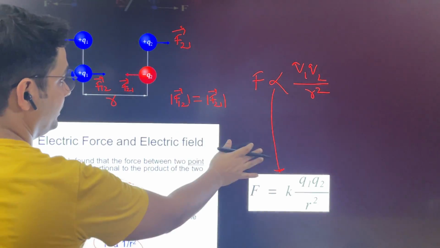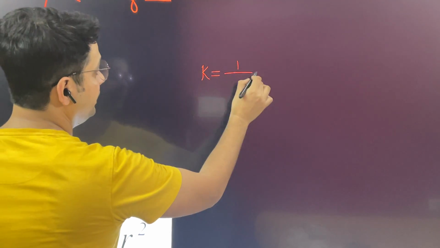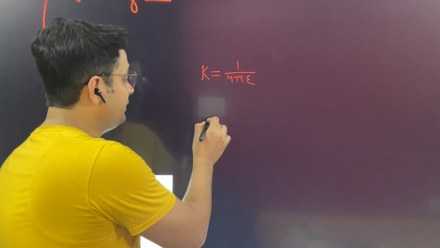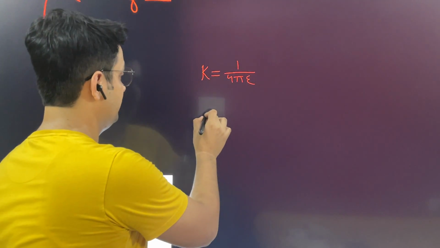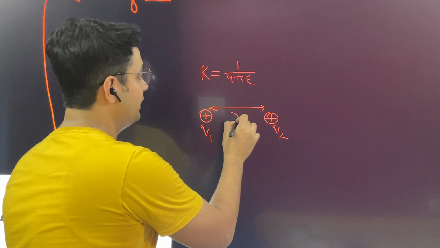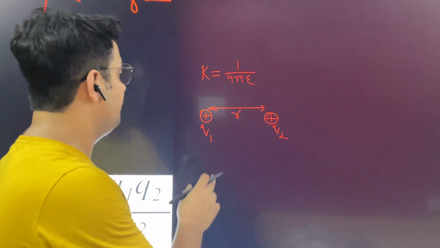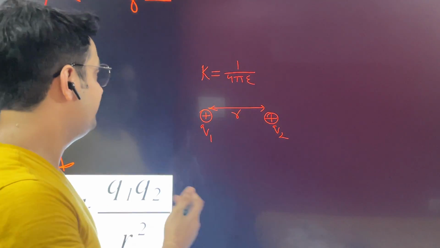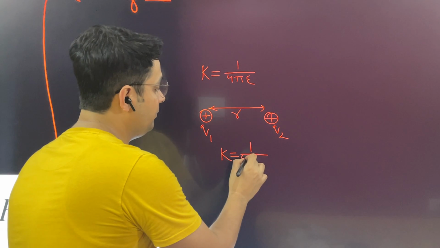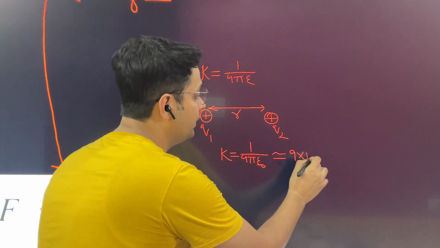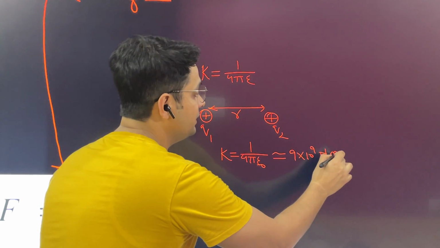So if I take the K value, I can write K equals 1 by 4 pi E. If I take two charges, plus q1 and plus q2, at a distance of r, and if the medium between these two charges is free space, if no medium is there, then K equals 1 by 4 pi epsilon naught, and this value is nearly equal to 9 into 10 to the power 9 Newton meter square per Coulomb square.